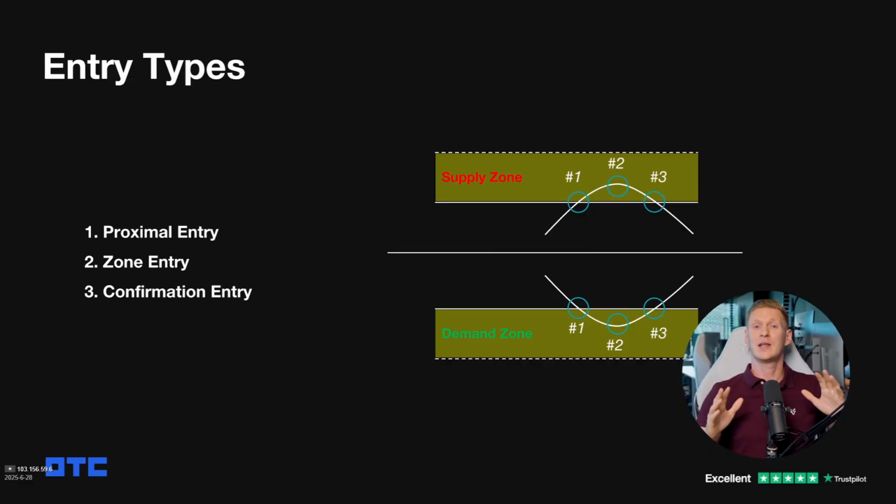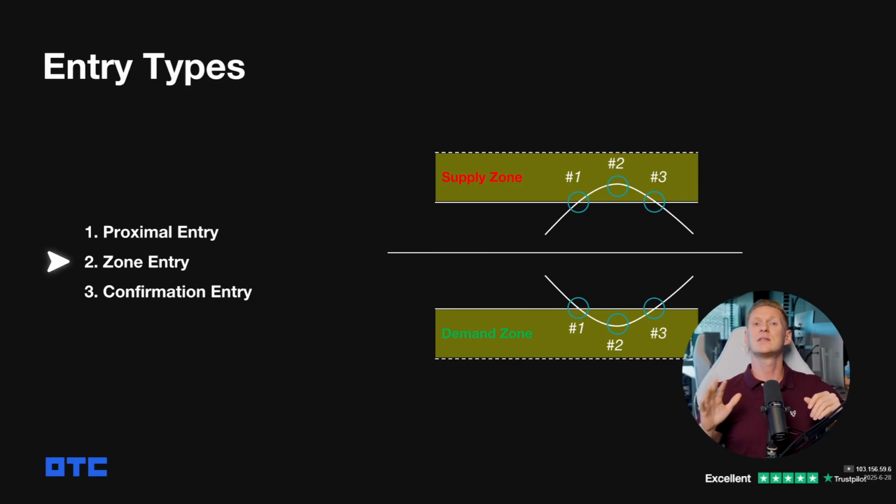Now, let's break down the different types of trade entries. There are three main entry methods, each with its own advantages and considerations. The first method is a proximal entry. This involves entering a trade at the very first opportunity when price reaches the zone. It's a straightforward approach and ensures you don't miss the trade.